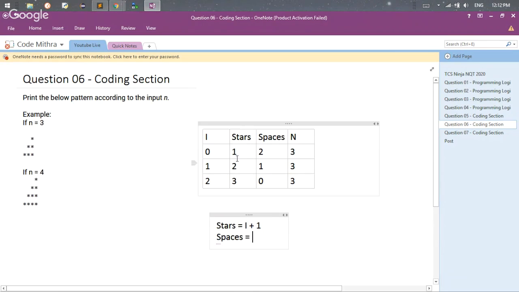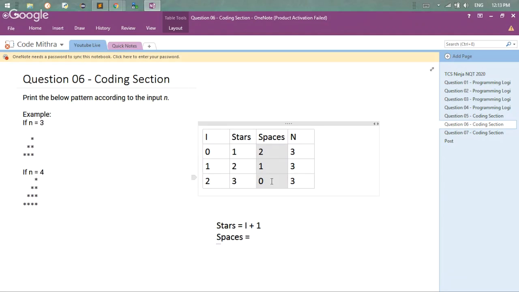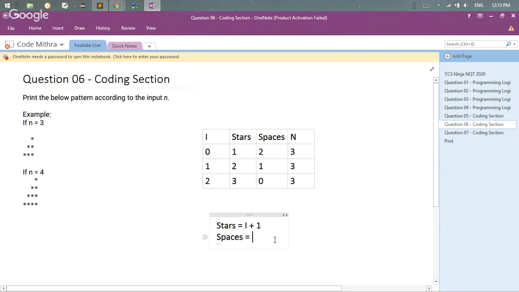If you observe this clearly, stars is increasing. That means stars is directly proportional to I. But spaces is decreasing. When I say spaces is decreasing, it means spaces are inversely proportional to I. That means I need to use something else in the formula for the number of spaces, not just I. Okay. So I can do it by using n minus I minus 1, or otherwise I can also rewrite this as n minus stars.